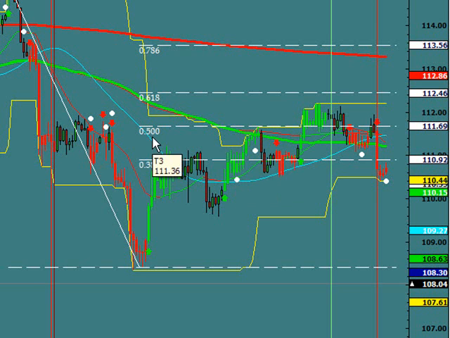The 382, the 500, and the 618. Now, there are whole primers on Fibonacci's, and on the website we have tons of tutorials on how to understand Fibonacci's. I'm not trying to go through the Fibonacci and how to use it. I'm just showing you that target trading makes the difference here.